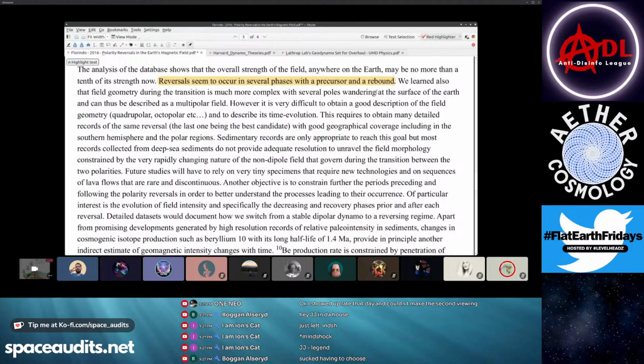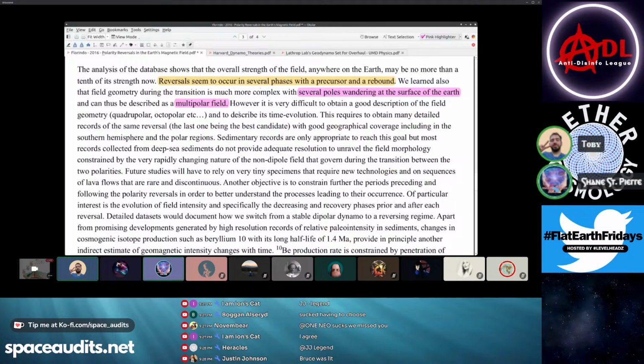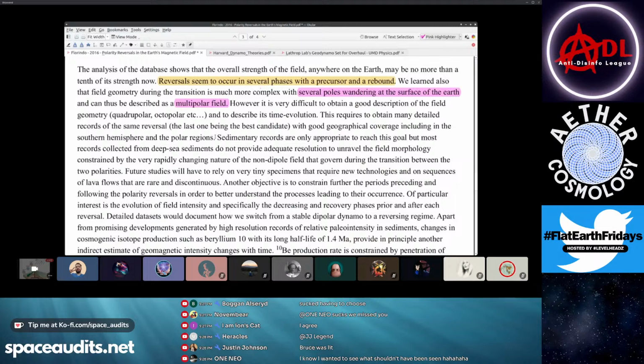I'll go paint there. That's pretty interesting. And thus can be described as a multipolar field. However, it is very difficult to obtain a good description of the field geometry, quadrupolar, octopolar, etc., and describe its time evolution. This requires to obtain many detailed records of the same reversal, the last one being the best candidate, with good geographical coverage, including in the southern hemisphere and polar regions.